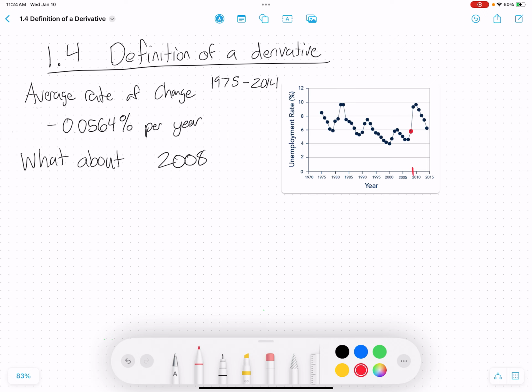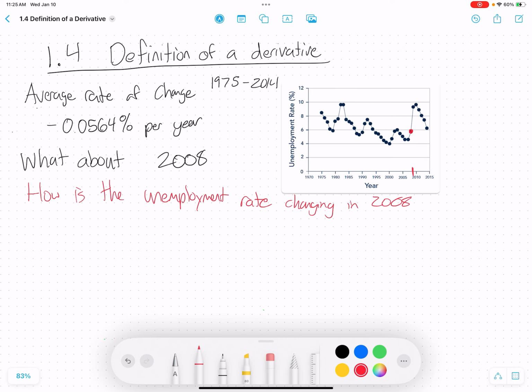So what if I was wondering, well, how is the unemployment changing in 2008? What if I asked that question? Another way I could say that is, what's the rate of change in 2008?